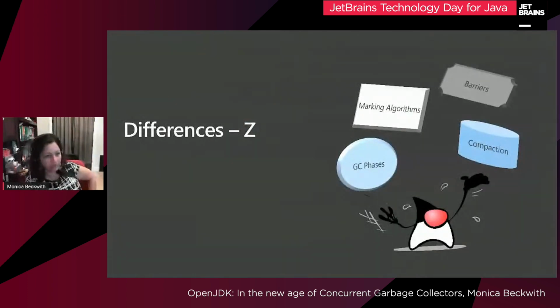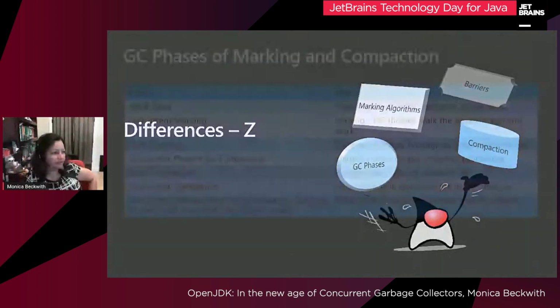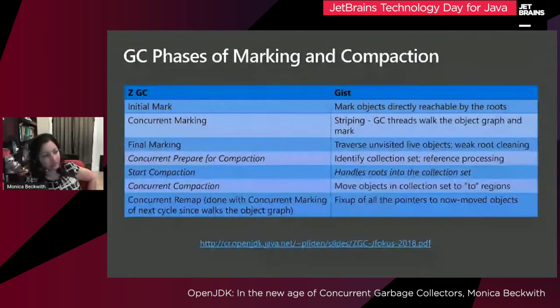Now, let's look at ZGC next. The same table, but here it's identifying different concurrent phases. Remember, G1 GC had STW compaction, stop-the-world compaction. But in ZGC, the compaction is done concurrently. So you have the compaction broken down into 3 phases: the prepare phase, the start compaction phase, and the concurrent compaction phase. There's also another phase called remap, which is done concurrently with the next cycle. So that's an optimization right there already.